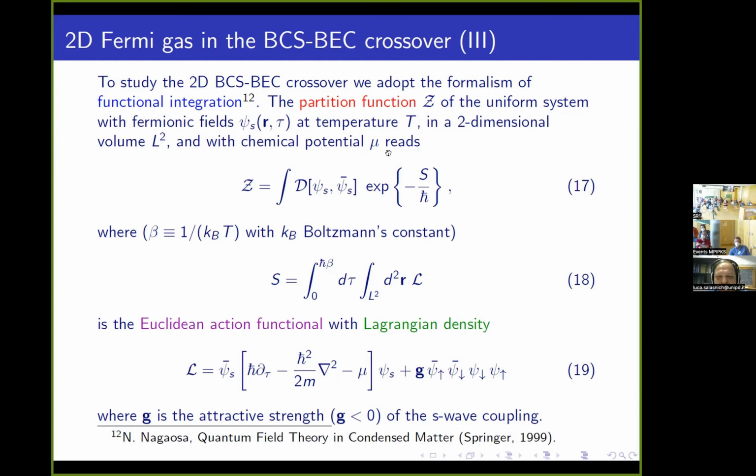And it is written as usual as a path integral, where there appears the Euclidean action capital S that is given by equation 18 and equation 19. In equation 18 there is the Euclidean Lagrangian formally, and in equation 19 there is the explicit expression for this Euclidean Lagrangian density. And you see there is the strength G of the coupling between fermions with opposite spin.